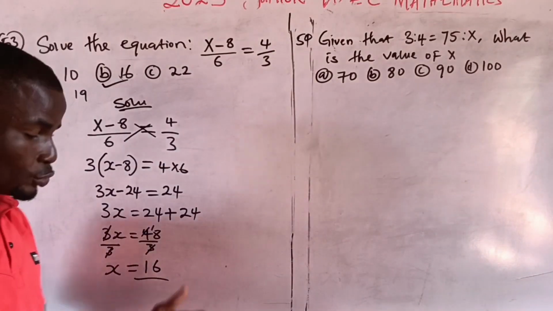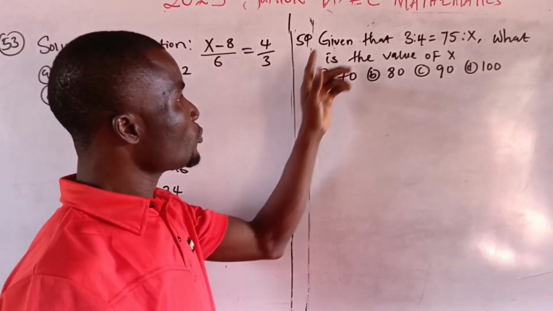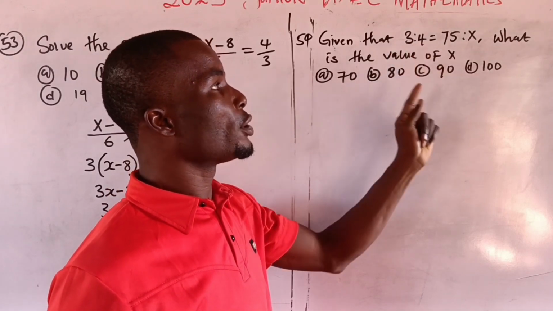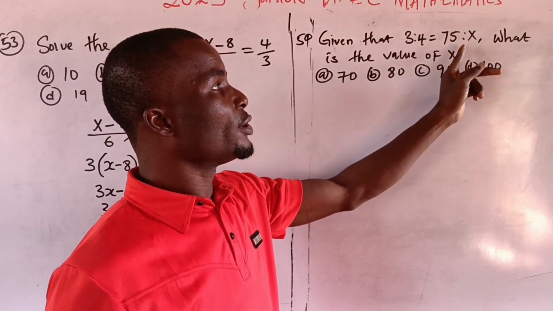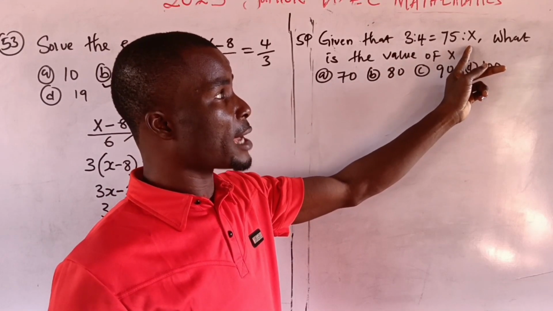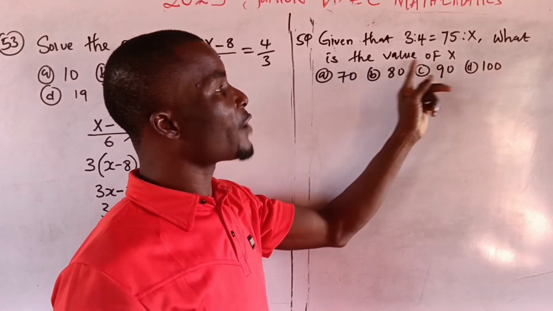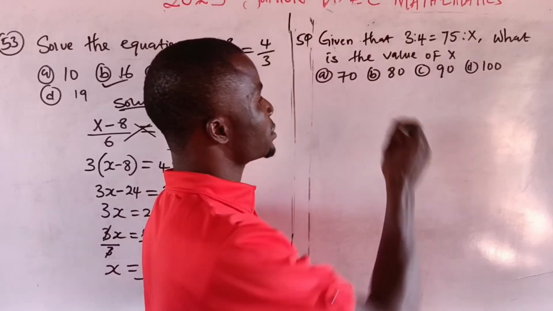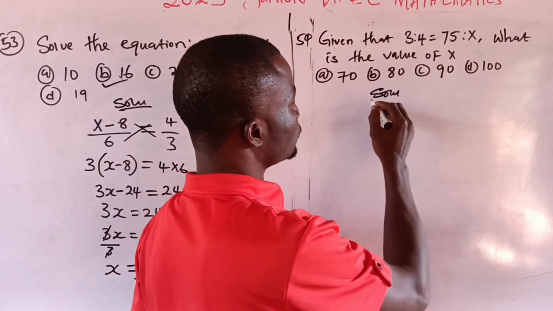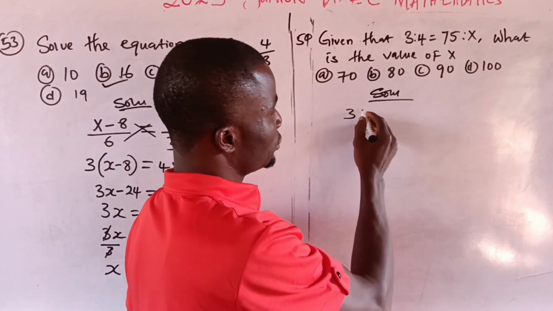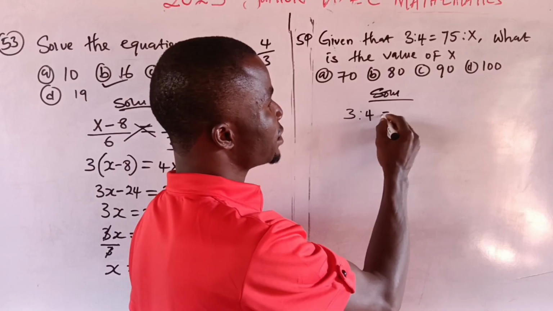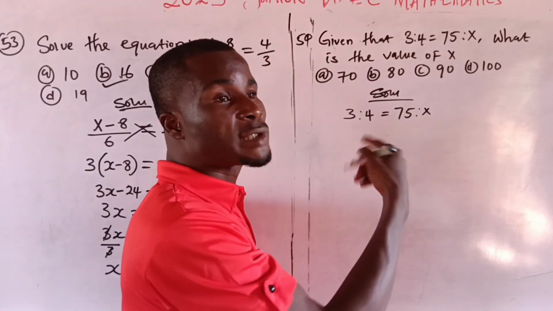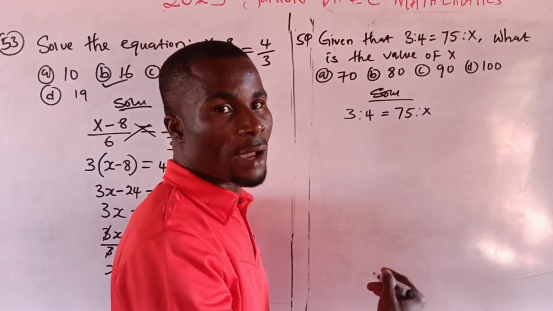Now let's go to question 54. Question 54 says, given that 3/4 is equal to 75/x, what is the value of x? That is what they want us to get, the value of x. So, solution: 3/4 is equal to 75/x. This ratio simply means fraction.